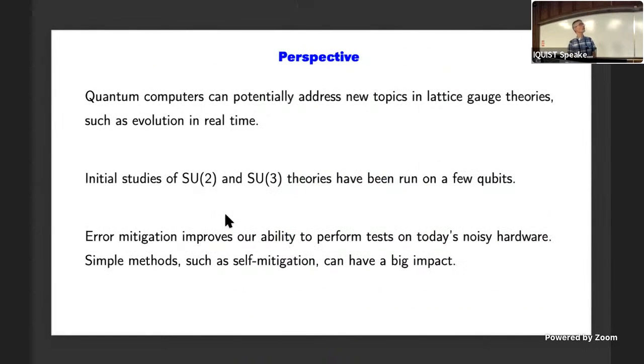So my conclusion is very simple. Quantum computers hold this promise of maybe new arenas in lattice gauge theories, such as evolution in real time, as we've been talking about. Initial studies have been done on the quantum computers that are available today. And there are mitigation methods for errors that are, in many cases, simple to implement and really, really valuable, like order of magnitude improvement in how far you can get in time extent.